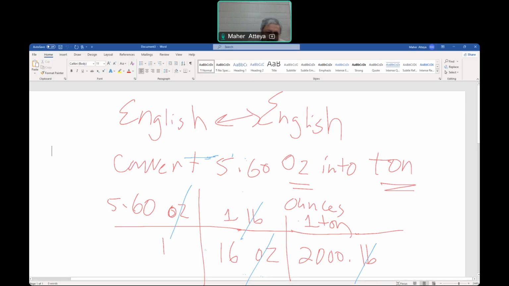But anyway, at any rate, you divide 5.6, that's what we have, by 16 into 2,000, that will give you the answer in tons. Now, the only thing you have to watch, the next step, is the 3 sig figs. You are dividing and multiplying, so you have to look for the rules of division and multiplication. So this is 3 sig figs.